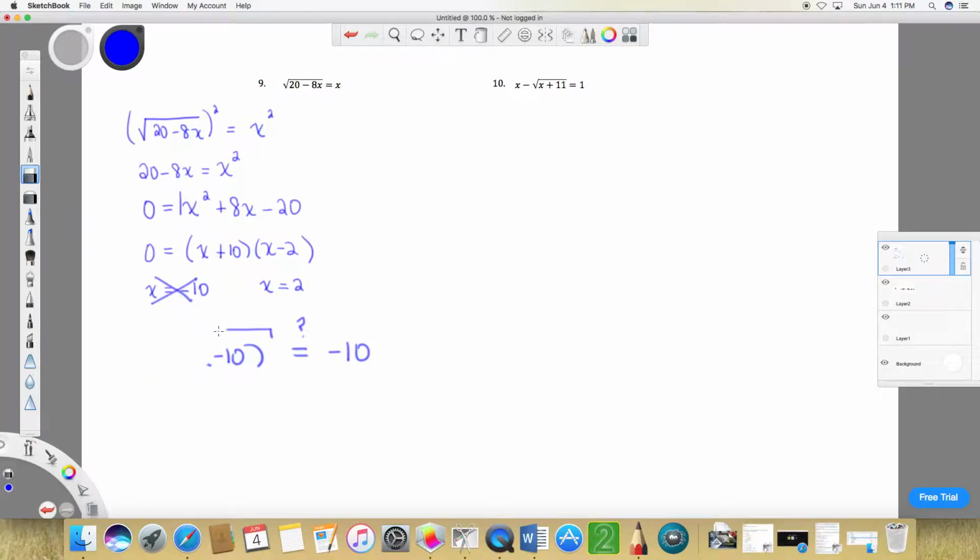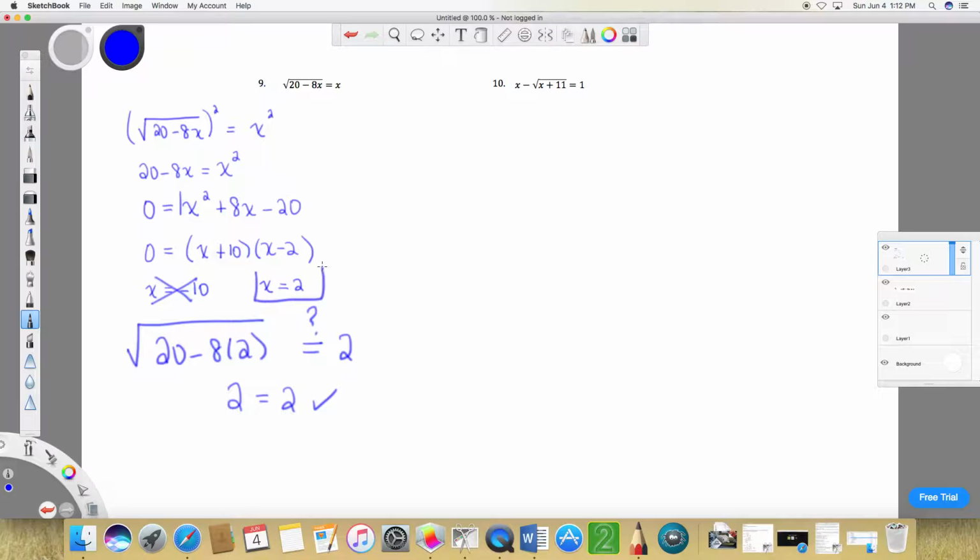What about x equals 2? Well, that satisfies the original equation. So if we plug in 2 for x, on the left-hand side, we have 20 minus 8 times 2. And the big question is, will that equal 2? Well, 8 times 2 is 16, and 20 minus 16 is 4. And the principal square root of 4 is 2. And 2 does equal 2. This checks, and x equals 2 is in my solution set.